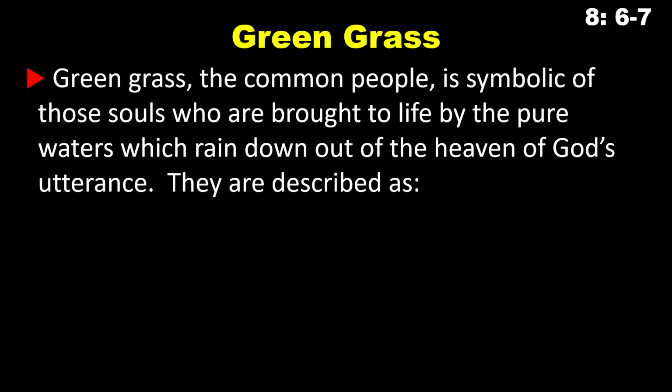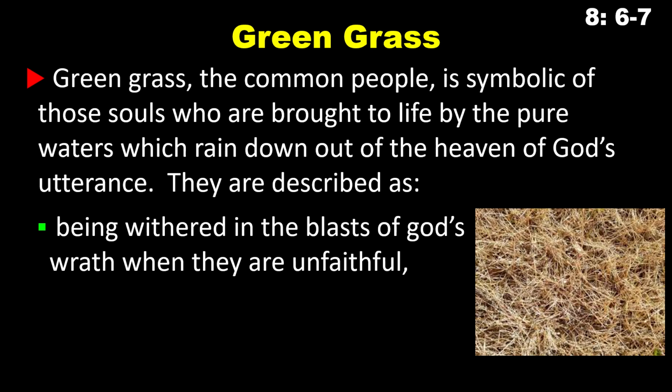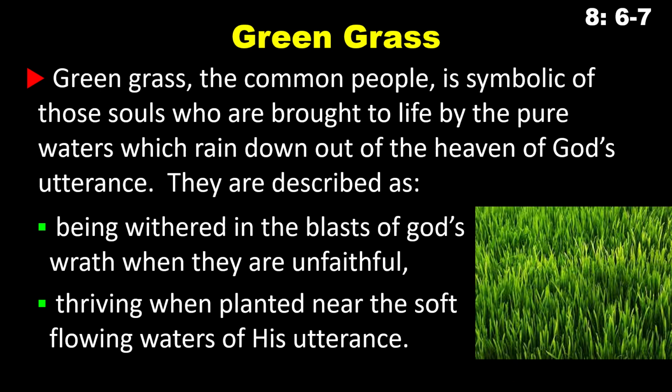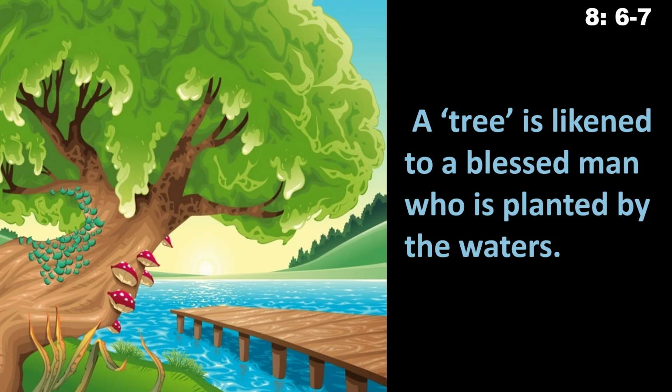Green grass, the common people, is symbolic of those souls who are brought to life by the pure waters which rain down out of the heaven of God's utterance. They are described as being withered in the blasts of God's wrath when they are unfaithful, and thriving when planted near the soft flowing waters of his utterance. A tree is likened to a blessed man who is planted by the waters.